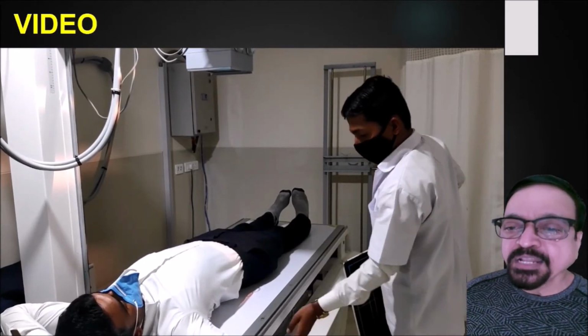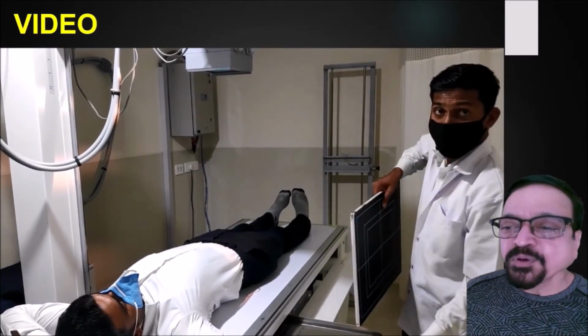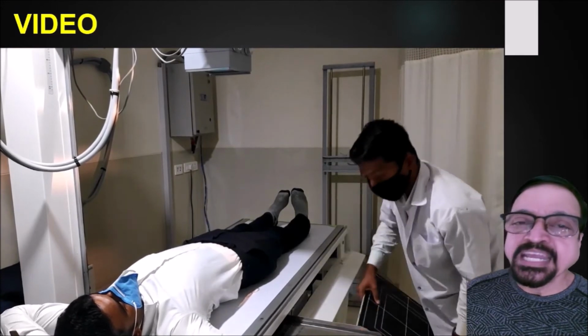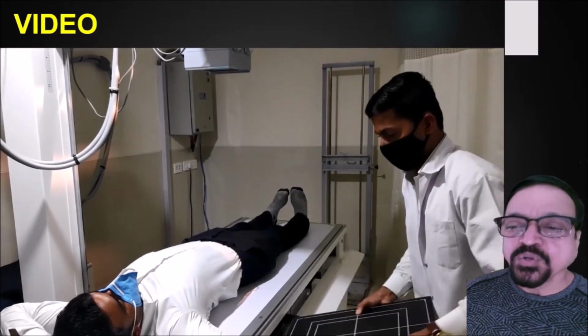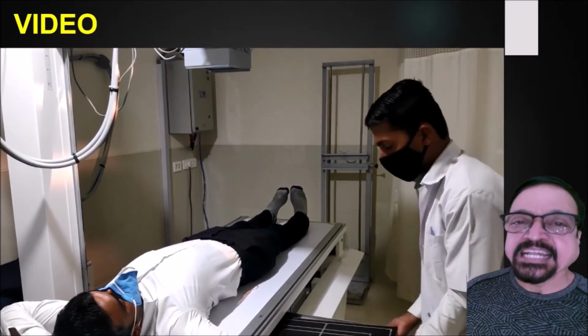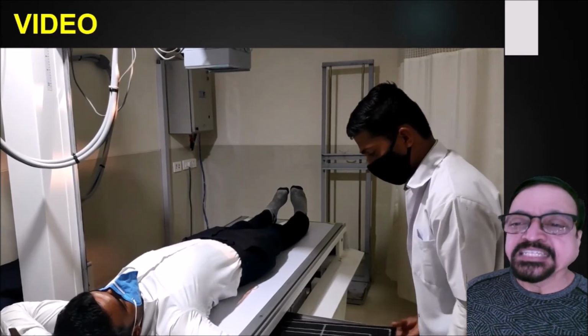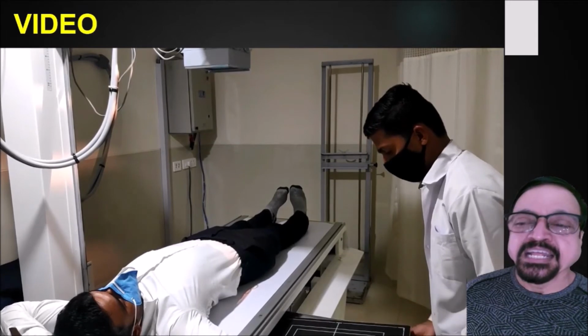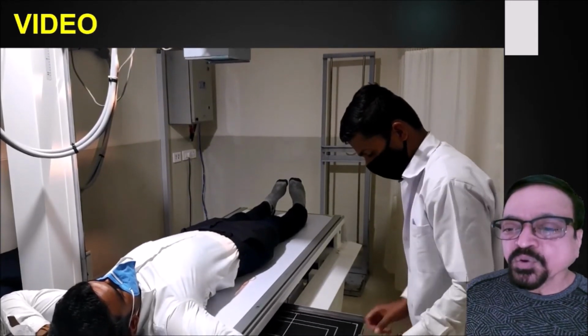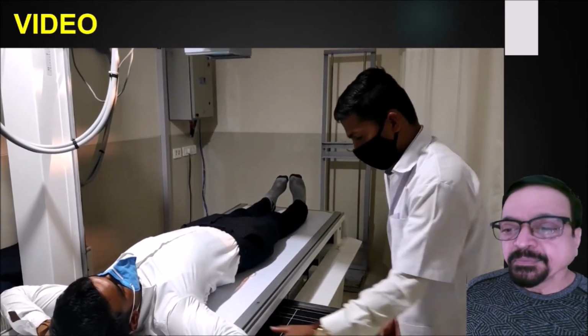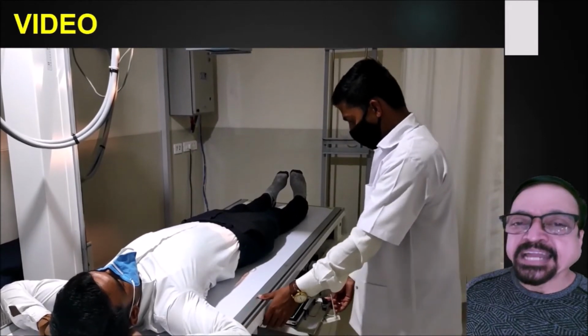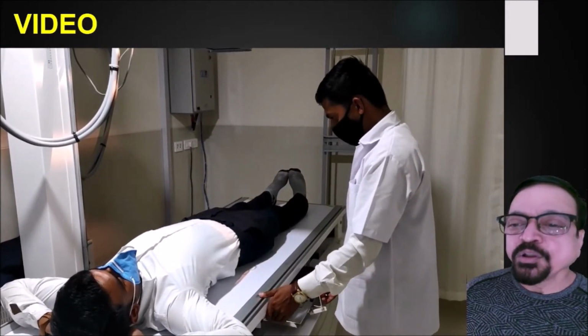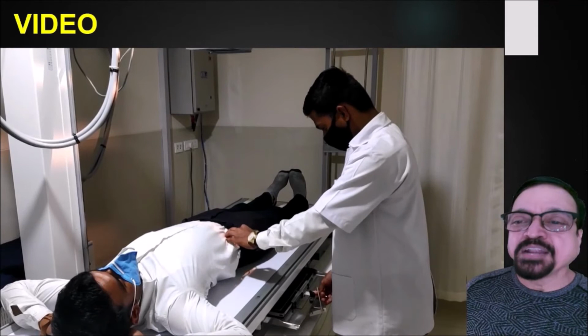Now the cassette is 14 by 17 and the highest point of the cassette is usually at the iliac crest. So you palpate the iliac crest and see that the highest point of your cassette is touching it, so that the entire pelvis will be projected. This is an imaging plate. So here there will be direct radiography. There will not be any processing required for this film.